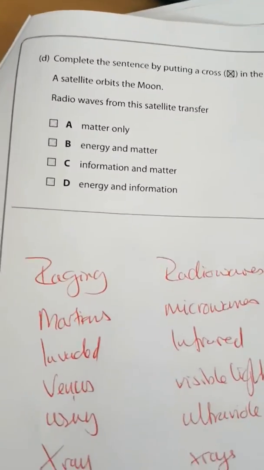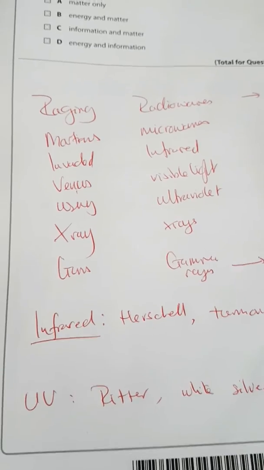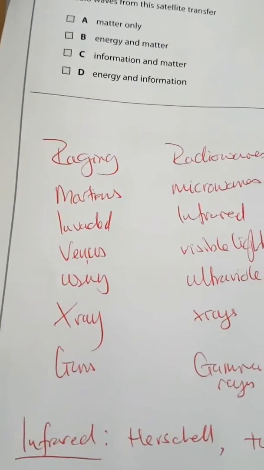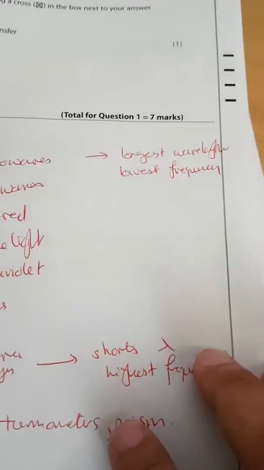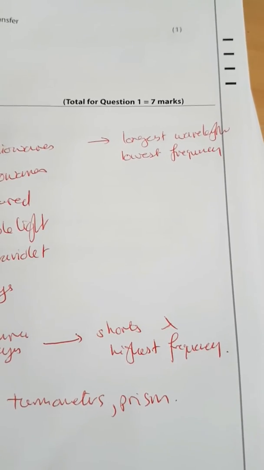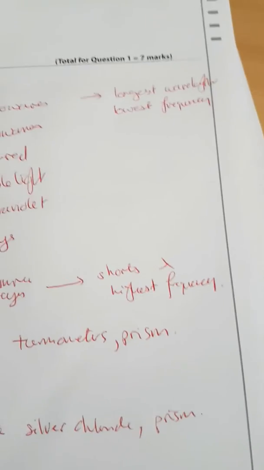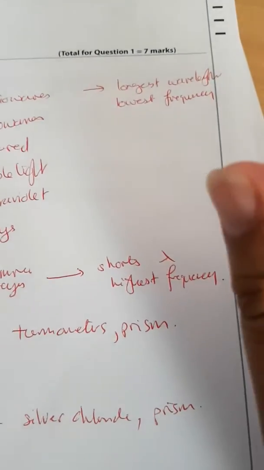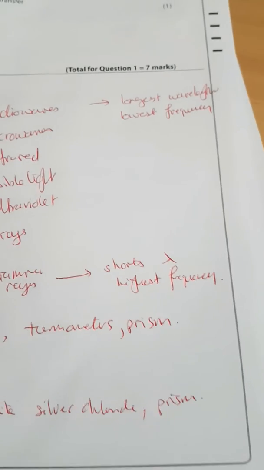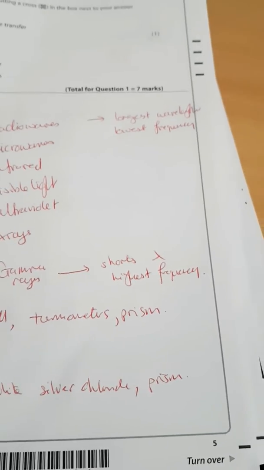Right, so I'm still on this page and I thought I'll just go through some extra electromagnetic spectrum stuff. The way to remember this is: Raging Martians Invaded Venus Using X-ray Guns. Each one of those stands for radio waves, microwaves, infrared. I'll let you read that. Radio waves have the longest wavelength and the lowest frequency. Whereas gamma rays have a short wavelength but a high frequency. Their wavelengths are really close together, so there are more waves per second passing a point, which is the definition of frequency, so they have a high frequency.